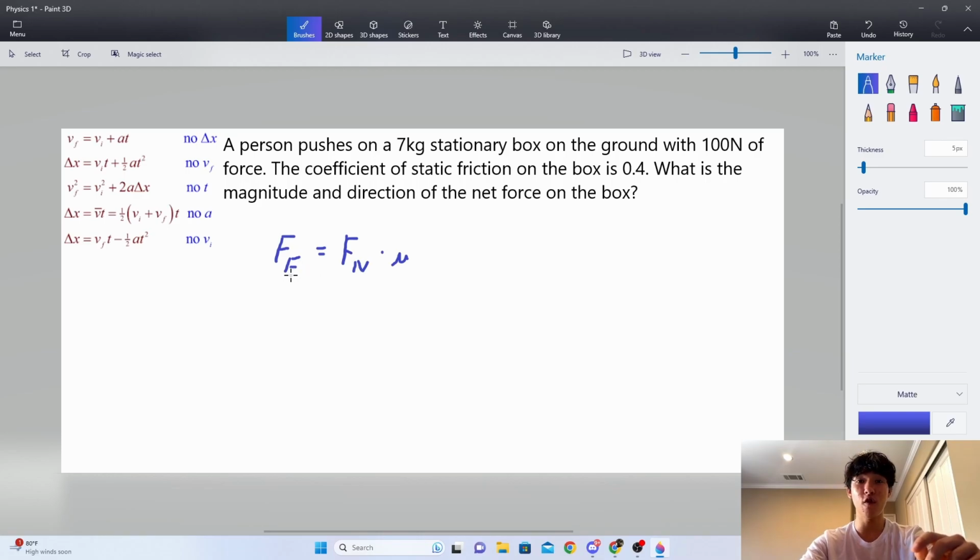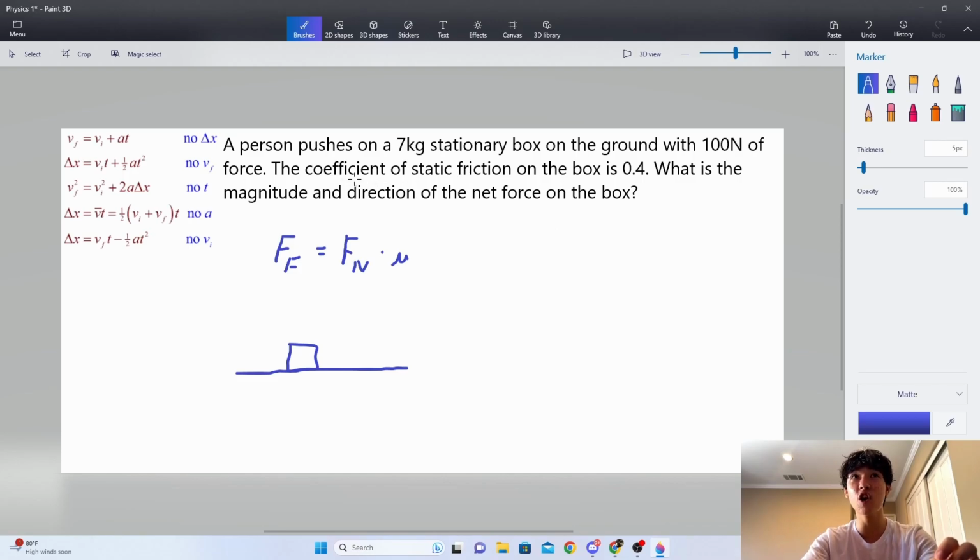So frictional force can only be present if there is movement, right? Because if I'm not moving my finger on this pen, then there's no friction happening. So, for example, a box standing here, there's no friction.